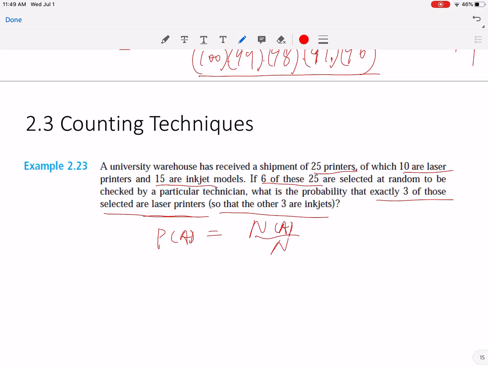So we're looking for the probability. I don't know why.